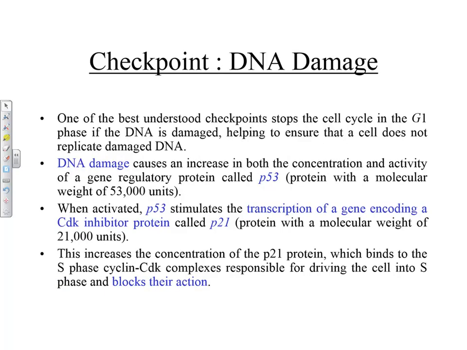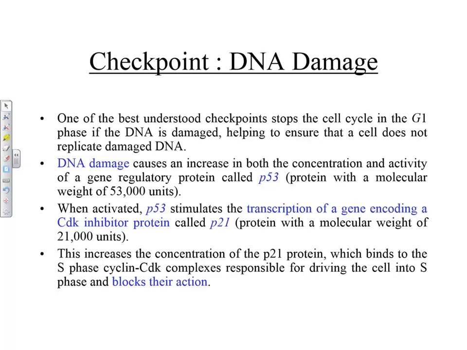Now, one of the best understood checkpoints stops the cell cycle in the G1 phase if the DNA is damaged, right? This makes sense because if you have damaged DNA, if the cell replicates DNA, you're going to be propagating damaged DNA, right? So that needs to be repaired, right? So there is a molecular brake that does that. So this helps to ensure that the cell does not replicate damaged DNA.